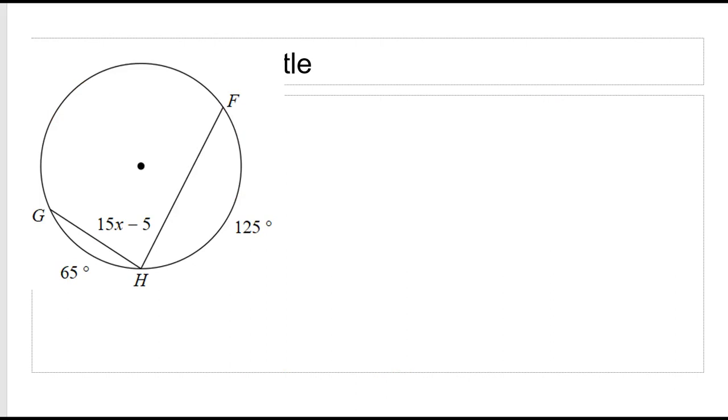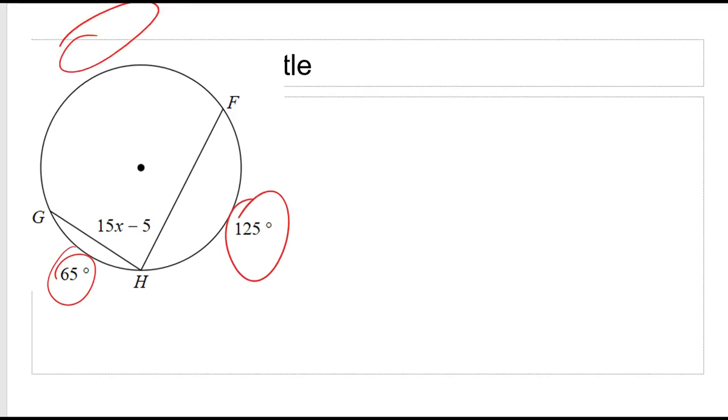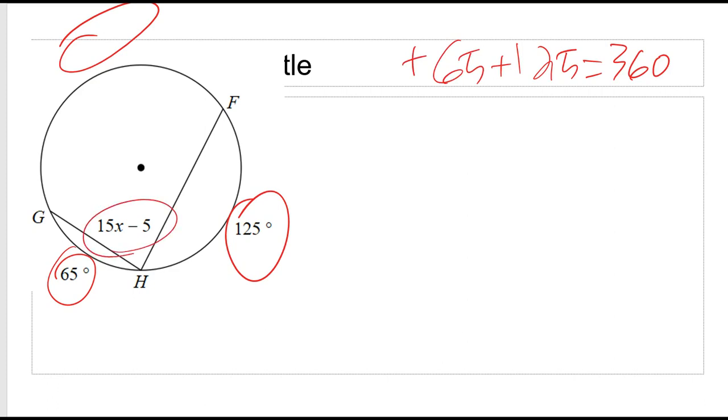So we've seen a problem like this a few slides ago. I'm going to do it the same way we did before. We realize that this plus whatever this is going to be 360. We've done a problem like that. We're going to take 125 plus 65 plus something. But now we have to multiply by 2.